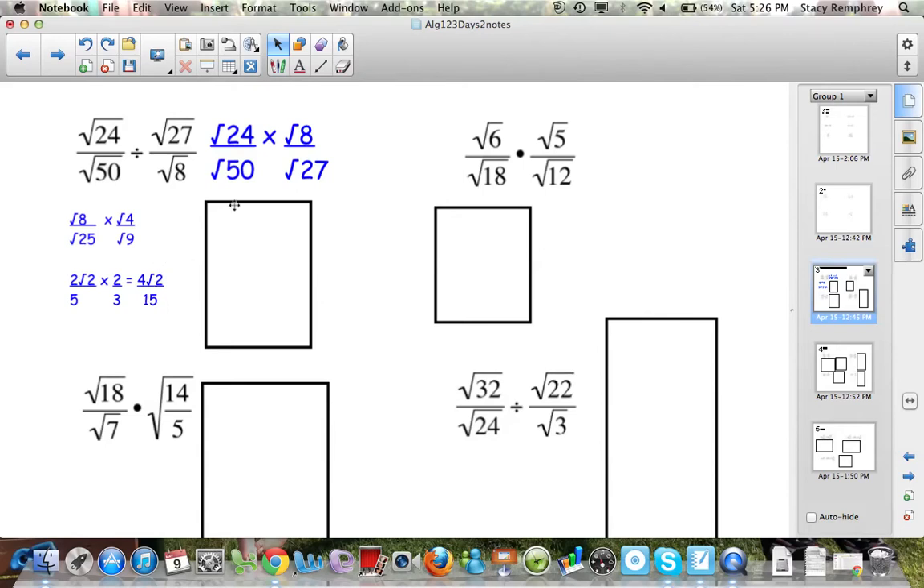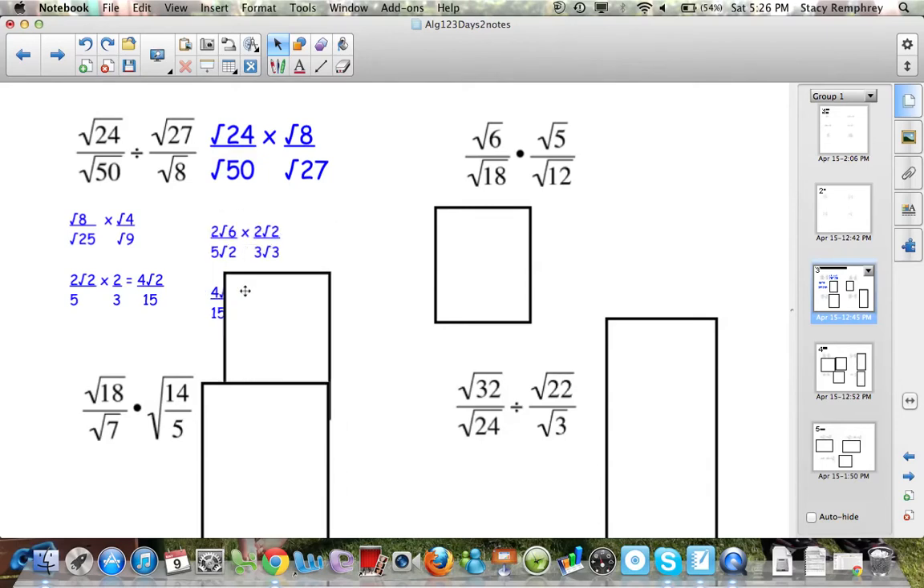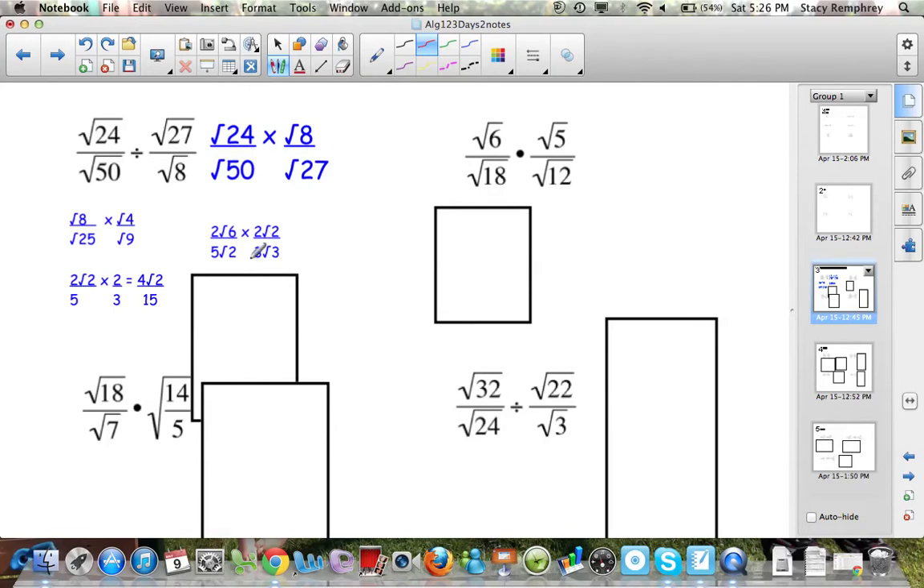Now this is the same problem, it's just done slightly differently. So what you'll see here is I simplified the square root of 24 to 2 root 6. I simplified square root of 50 to 5 root 2. The square root of 8 to 2 root 2. And the square root of 27 to 3 root 3. So I just chose to do something a little differently first. Well, the root 2's can cancel. The root 3 can cancel with the root 6, leaving me a square root of 2 here.